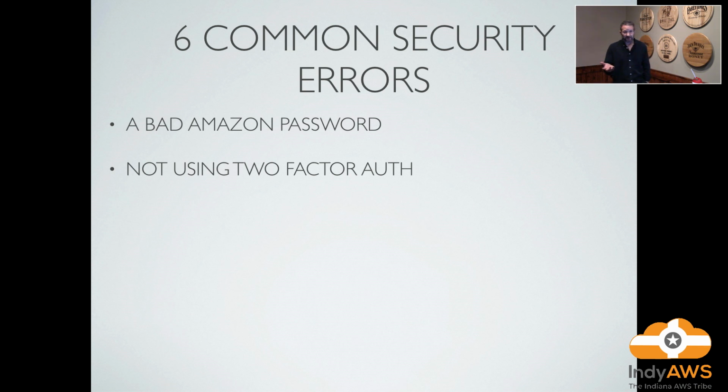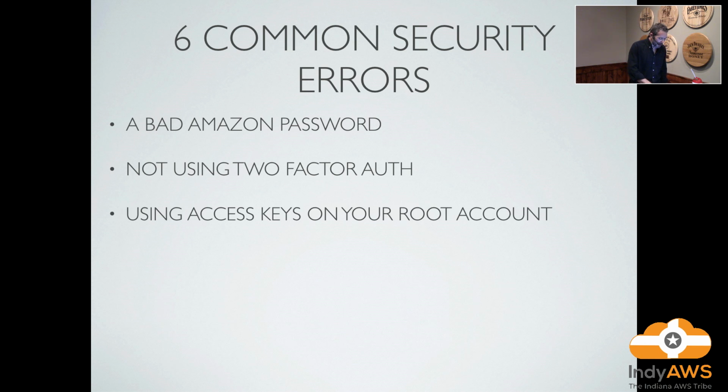Not using 2-factor auth, right? We all know we should do it and we all hate it because it's a pain in the ass. Having access keys on your root account, that was what bit us. Okay? That's the single biggest mistake that you can make, because an access key on your root account is basically God access. And there's a lot of cool stuff that you can do with AWS that people want to exploit these days. A whole lot of cool stuff.